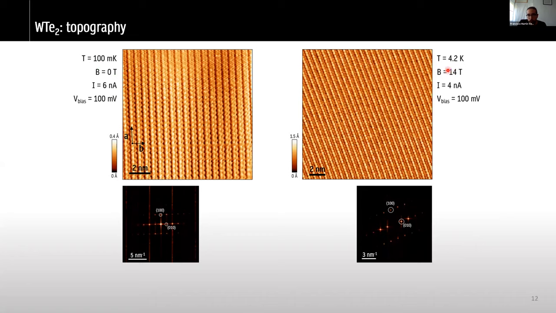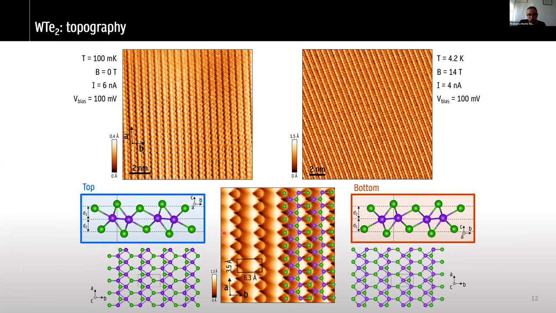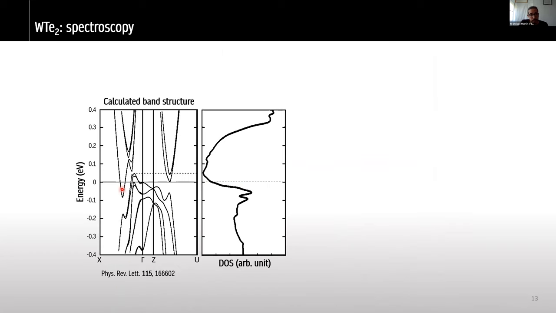If we go to 14 Tesla, we see that the arrangement of the atoms on the surface does not change with magnetic fields, and as I introduced before, there's a difference between the two terminations of the crystals, but the position of tellurium atoms is the same in both terminations. This makes it almost impossible for us to tell in which termination we are just from topographic images. However, the orientation of this kind of triangular pattern we see between two consecutive stripes is always the same for all the topographic images we took. So we can conclude that no matter if it's top or bottom, all our measurements belong to the same termination.